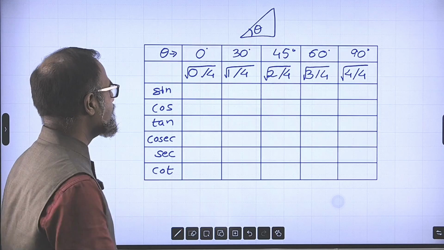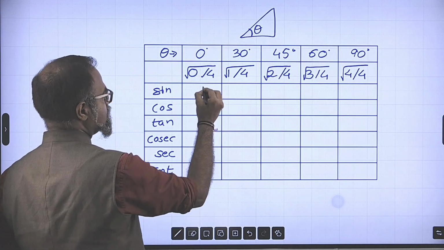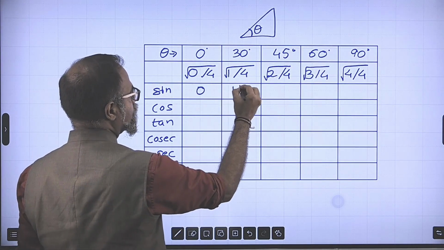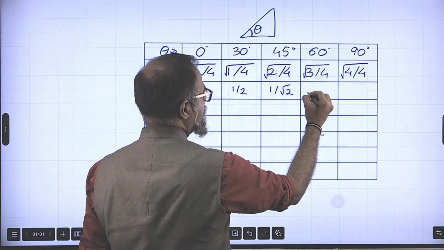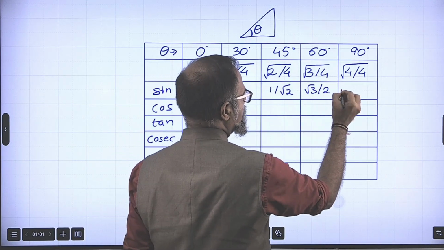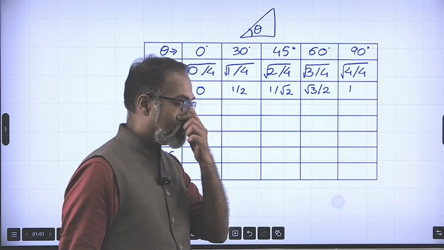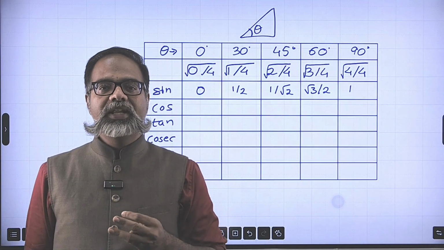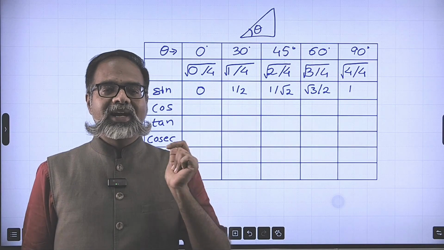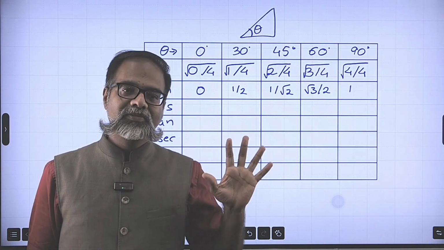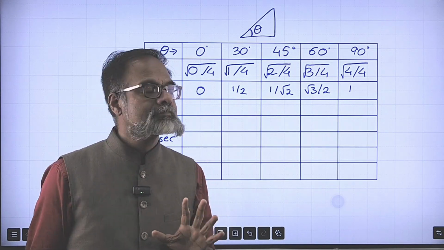So let's simplify. 0 by anything is 0, square root is 0. Root of 1 by 4 is 1 by 2. This is 1 upon root 2. This is root 3 upon 2. And this is equal to 1. Once you are able to fit in the values of the 5 angles for sine, the entire table can now be simply filled up by remembering few facts.